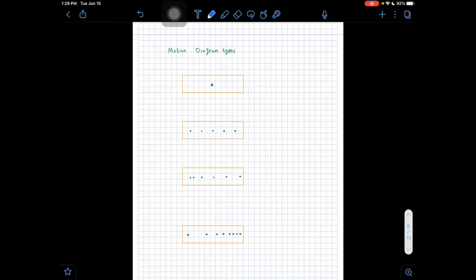In today's video, we'll be going through part 5 of our physics review. Well, we have some motion diagrams here, and our job is to list the characteristics of each motion diagram. Well, let's look at number 1.